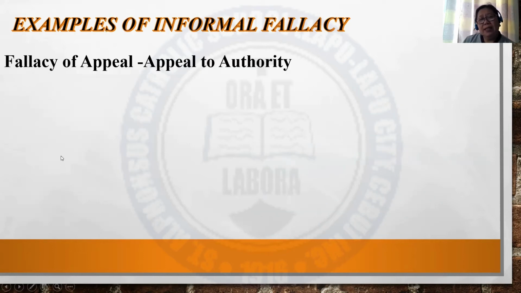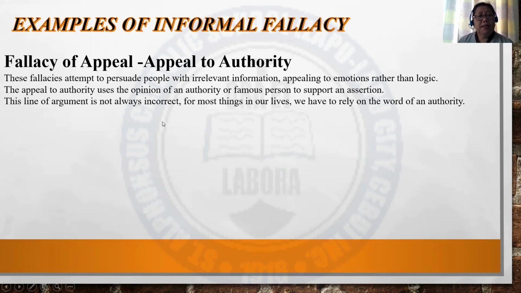Let us have the fallacy of appeal, and we are using the appeal to authority. These fallacies attempt to persuade people with irrelevant information, appealing to emotions rather than logic. The appeal to authority uses the opinion of an authority or famous person to support an assertion. This line of argument is not always incorrect. For most things in our lives, we have to rely on the word of an authority.